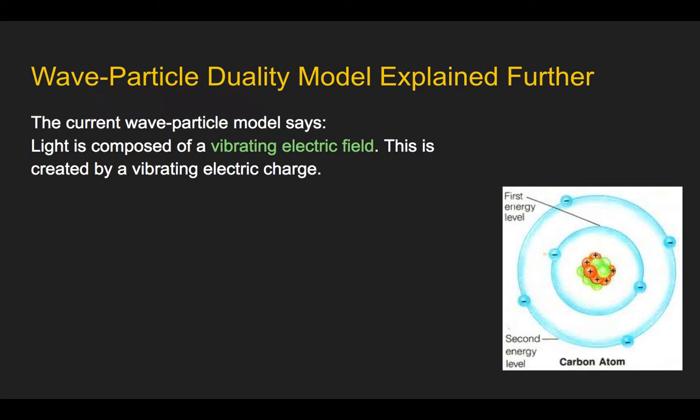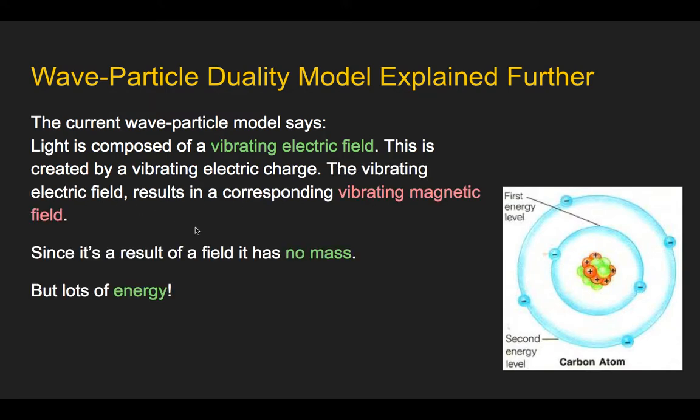Light is composed specifically of a vibrating electric field. Usually light forms when you have an electron in an atom. This electron gets extra energy somehow, and so it's at a higher energy state. When that electron falls to a lower energy state, it moved a little bit, like it was vibrating for a minute. And when it vibrated, it created this vibrating electric field. And then the vibrating electric field creates a corresponding magnetic field, because magnetic fields are created by changing electric fields.